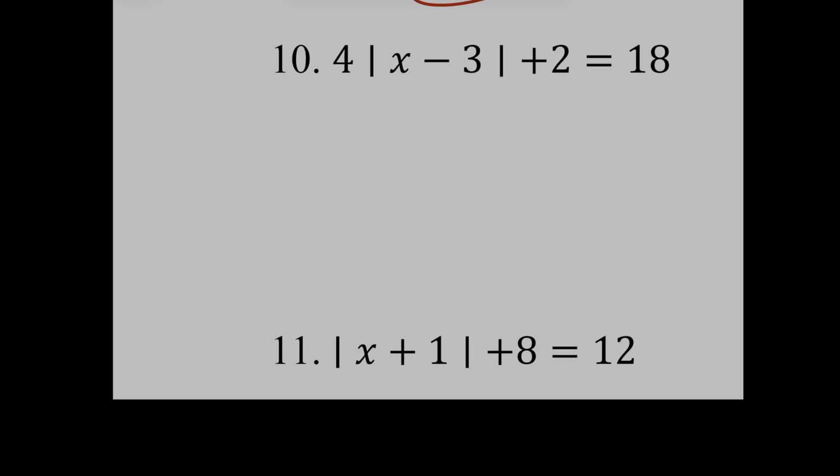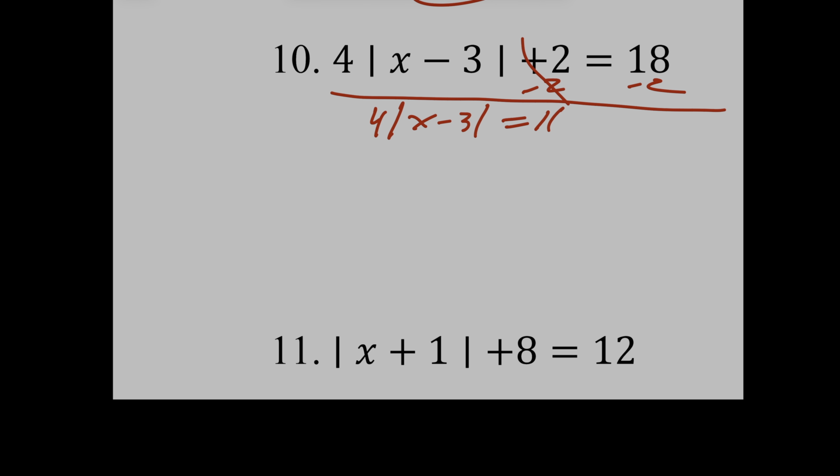So number 10, what if I had a problem that said 4 times the absolute value of x minus 3, plus 2 equals 18? What would you do? You want to get the absolute value by itself, so you'd go minus 2, minus 2, right? Well, look at this. This is the same, except for x, I have all that. So on this one, same process. That's why I go minus 2 first. All right? And I'm going to get 4, not parentheses, absolute value, and then that's going to equal 16.